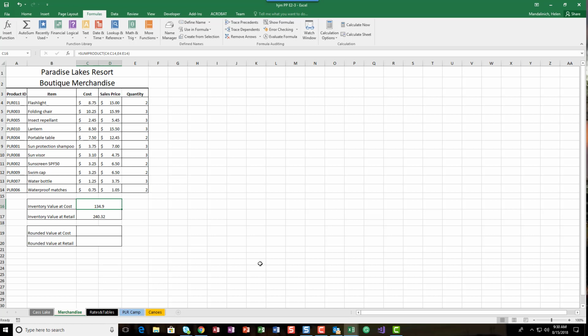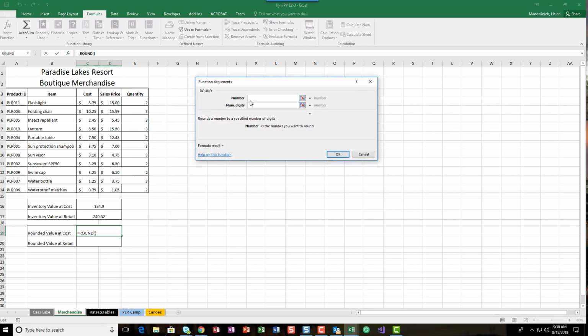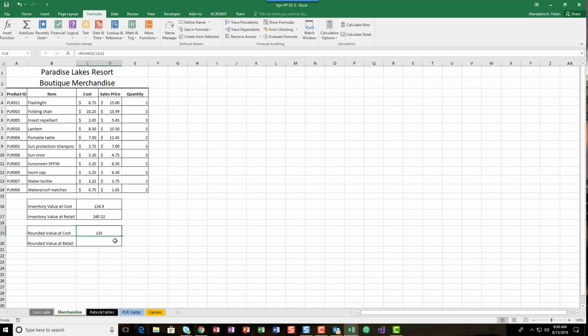A 0 would make it a whole number. So that's what we're going to do. We're going to put our cursor right here, and what we're going to round is the value found here. So I'm going to start, and it's a math and trig function, and I'm going to look for round. And round has 2 elements: one, what number are you rounding, and how many digits. So the number I'm rounding is here, and the number of digits that I'm going to do is 0. Okay? So it rounds 134.9 to 135. Let's copy that down.